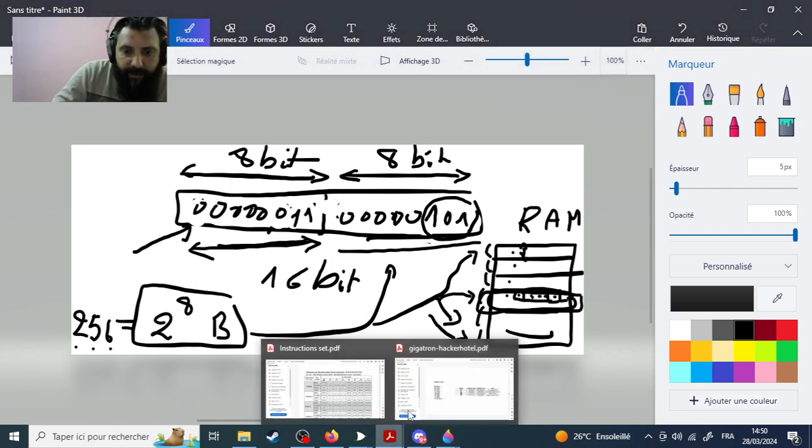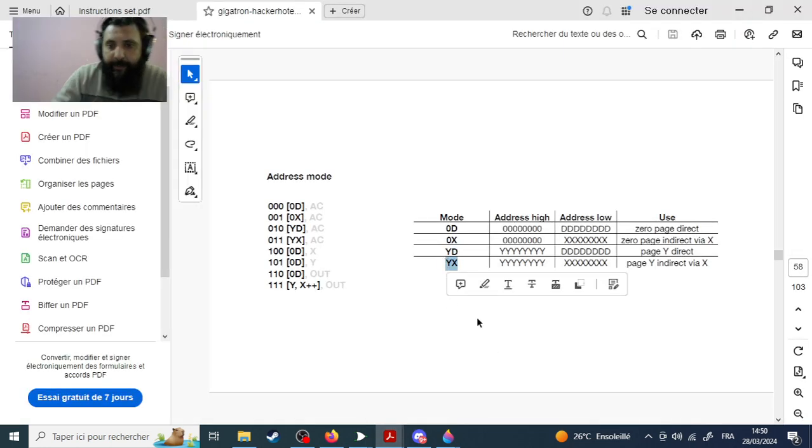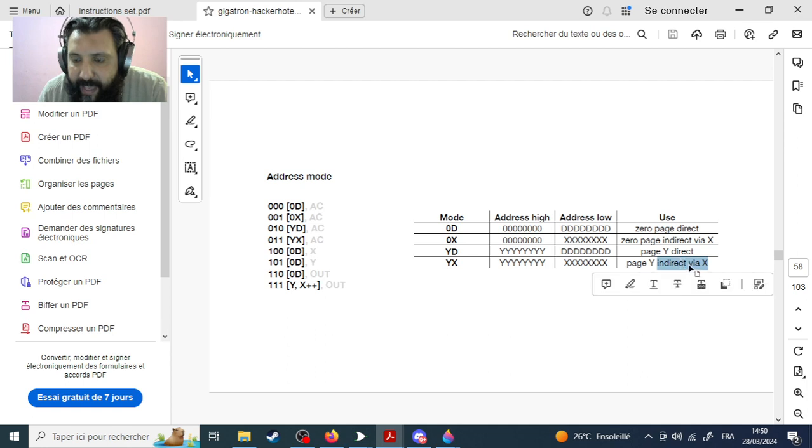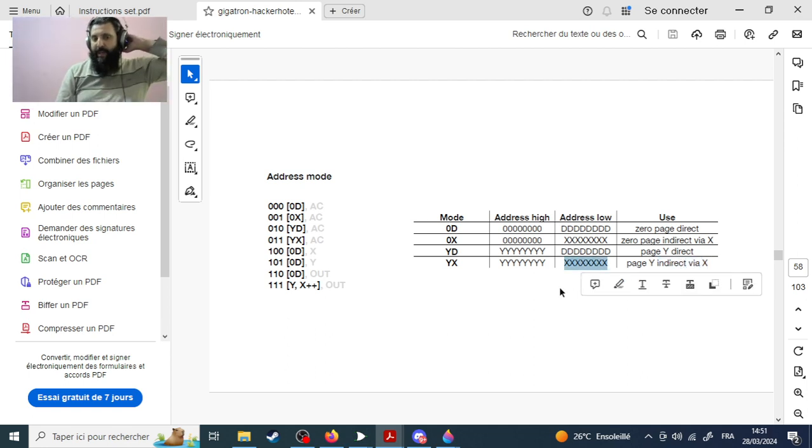Okay, the same for the other. I guess it's the same trick. We have YX. We have to put Y on the high part of the address, and X on the low part. Anyway, we have to concatenate the Y and the X, and we get the address of the value. Anyway, we have 4 addressing modes, and the address is constructed this way.